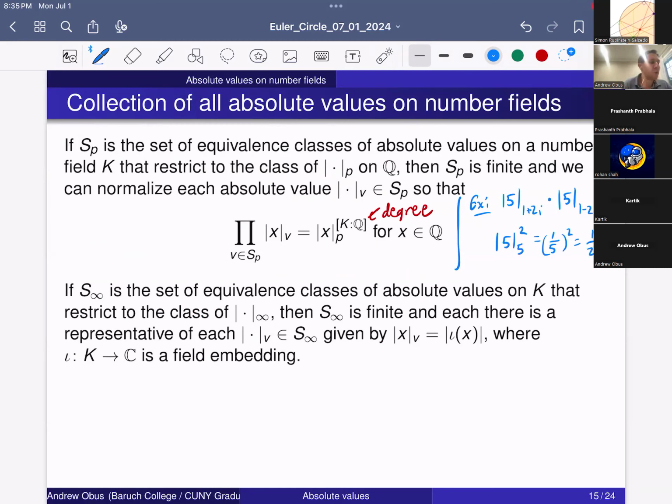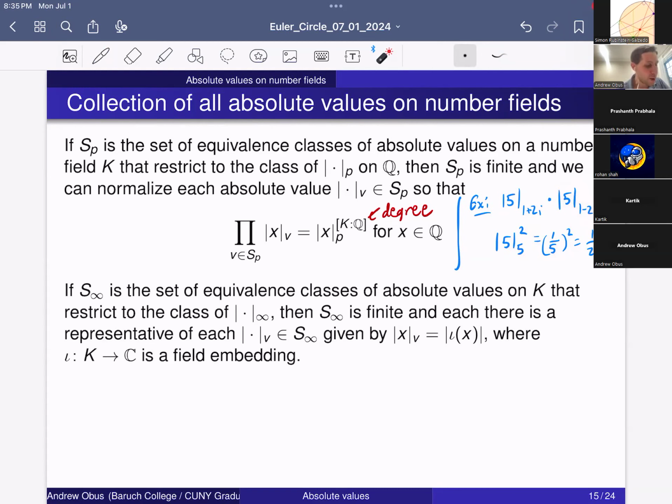Okay, so there's an actual way that you can pick the right way to normalize all of these absolute values, pick the right entry from each equivalence class. I'm not going to define that, but you can do it, and you can do it in a way so that this equation here holds. Okay, so in this case, what do we want to do? What we're going to do is exactly have the absolute value of 5 here just be 1/5, and the absolute value of 5 here be 1/5. That's what's going to get these equations to hold.